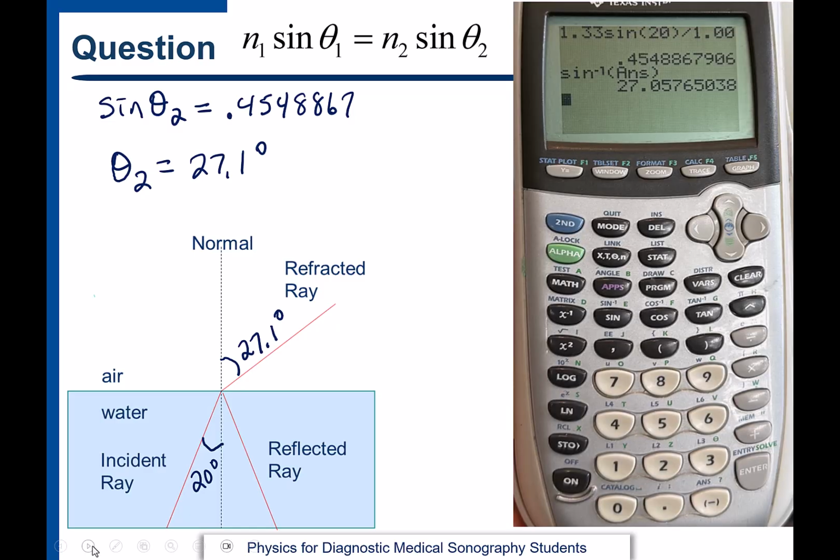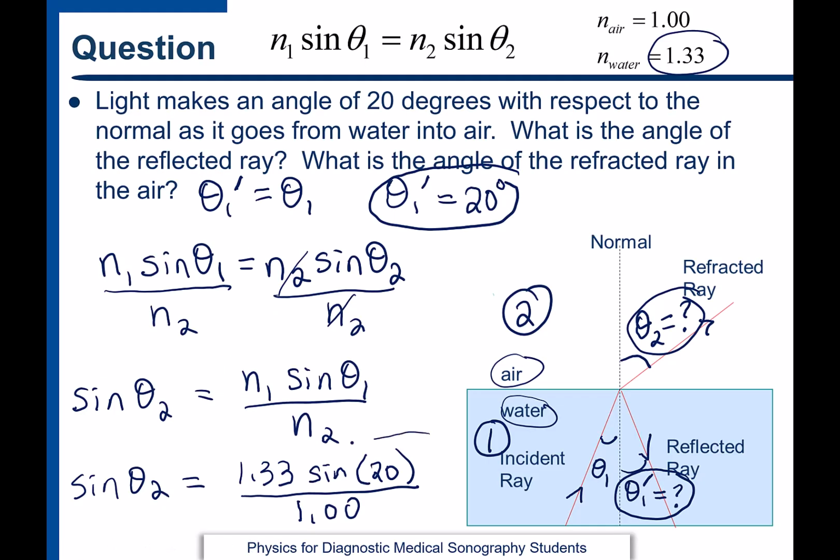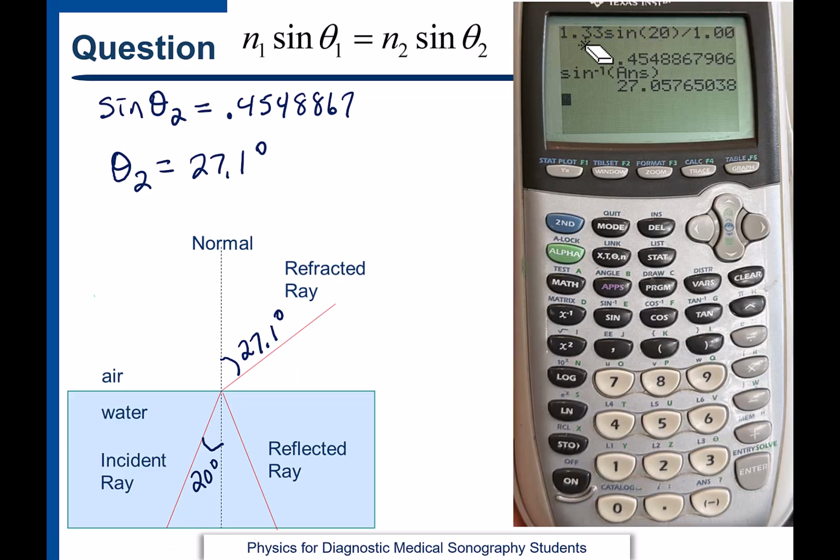Here is how I did it on my calculator. Notice I just took 1.33 sine of 20 divided by 1, and that's just what we did here. And then that gave me this answer. Then I did second sine, second answer, and then hit the enter key, and that gave me my answer, which I just rounded off to 3 significant digits.